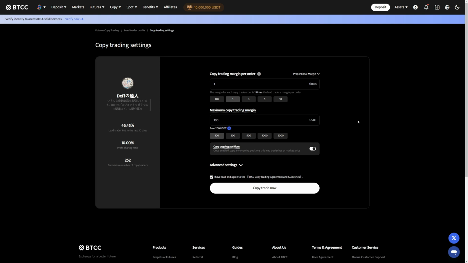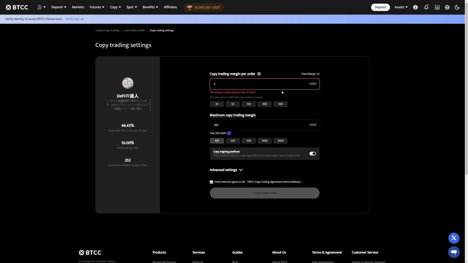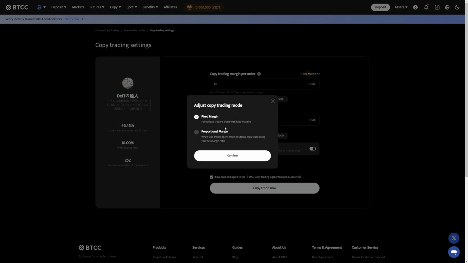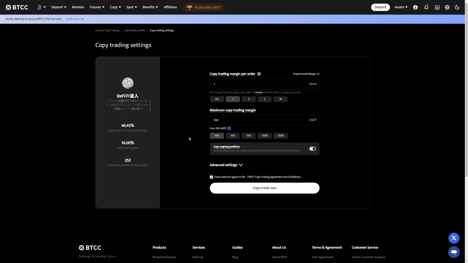If we now use $100, we will use $10 because that is 10% of our portfolio. So I think the margin ratio is actually better than a fixed margin. But if you have a different strategy, you can go with fixed margin, for example. Maybe you only want to enter every time with $5, or the minimum is actually $10, but that's totally up to you. I just prefer to use proportional margin because I think it will be better, because it really takes the strategy of the lead trader.